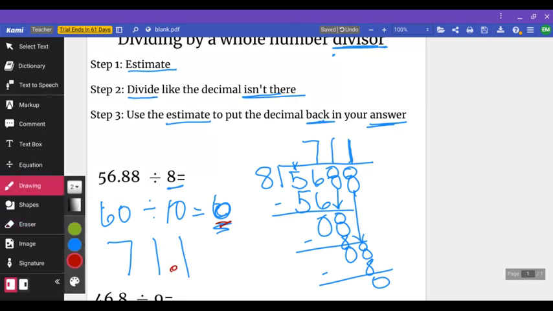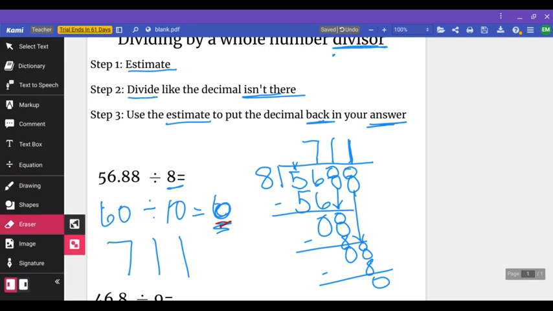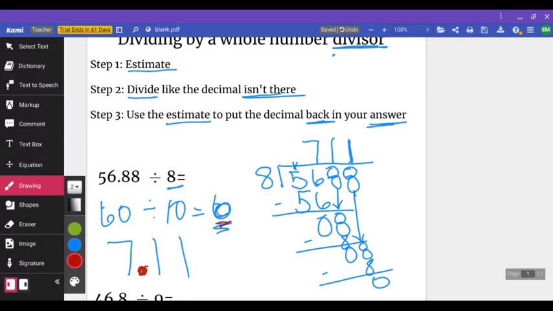If I put it here, it turns into 71.1. That's not very close at all. And if I put it at the end, that's 711, which, again, isn't close at all. So I'm going to go back to the one we did before, which is right here, which is 7.11.